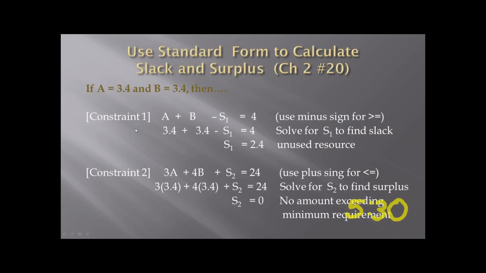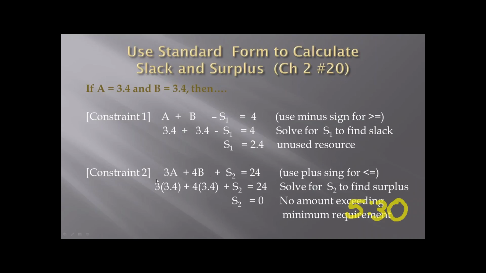So for problem 20, constraint 1 is A plus B minus the slack equals 4. Once you've solved and know what the extreme point is, it was 3.4 for A, and it just happened to be B was 3.4. You plug the optimal solutions into A and into B and solve for S, your slack. When you do, you get 6.8 minus S equals 4, which cooks down to S equals 2.4. That meant 2.4 units of unused resource for constraint 1.